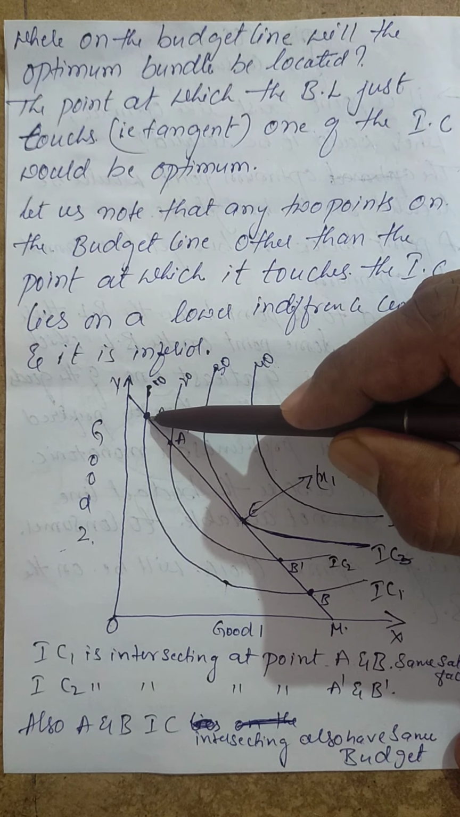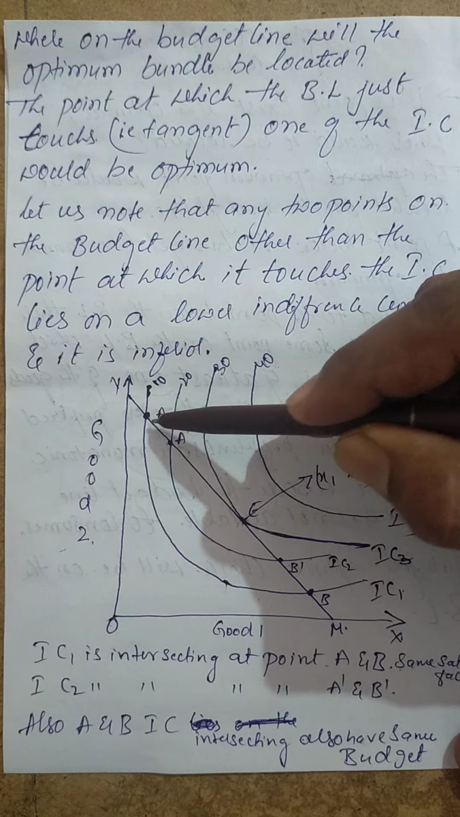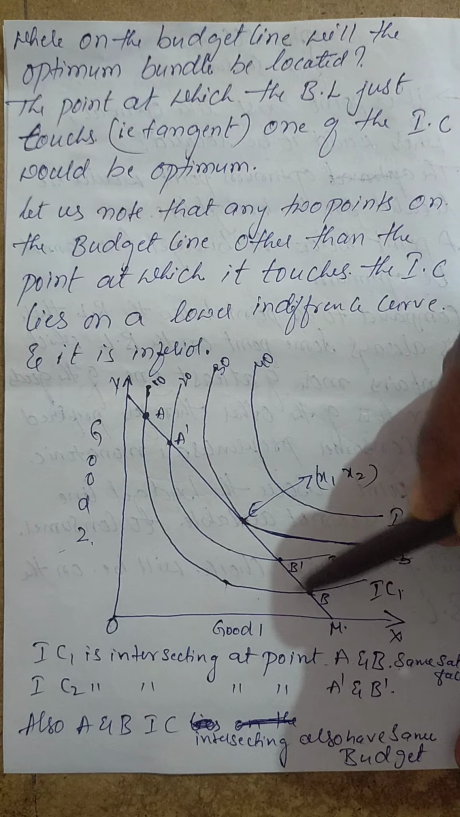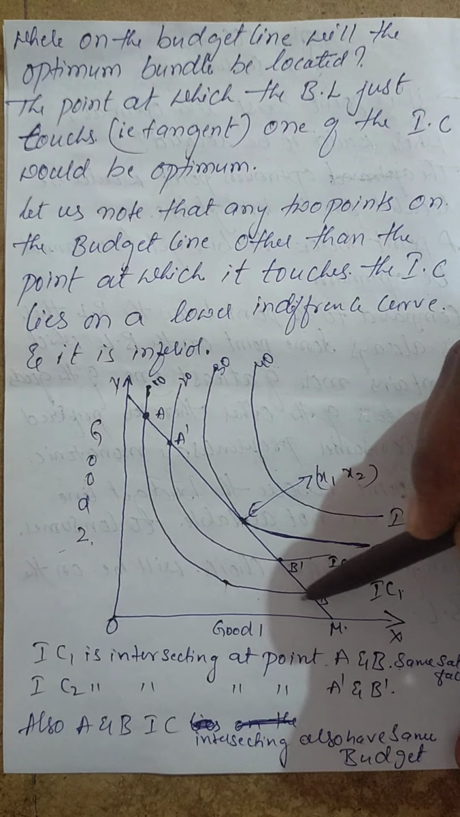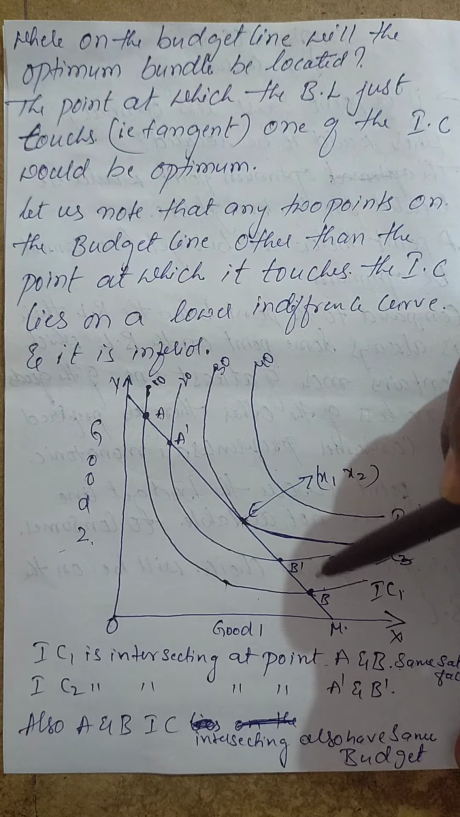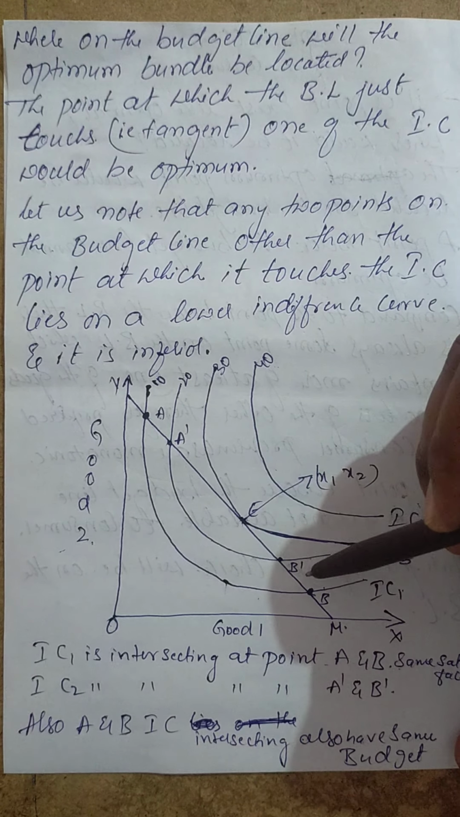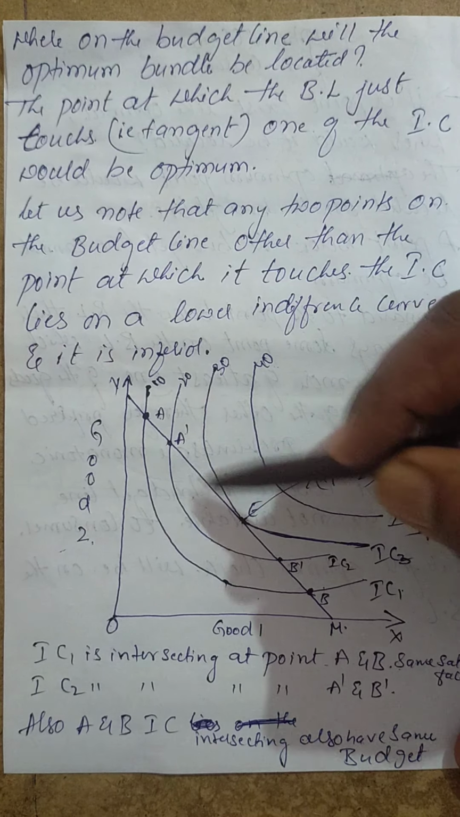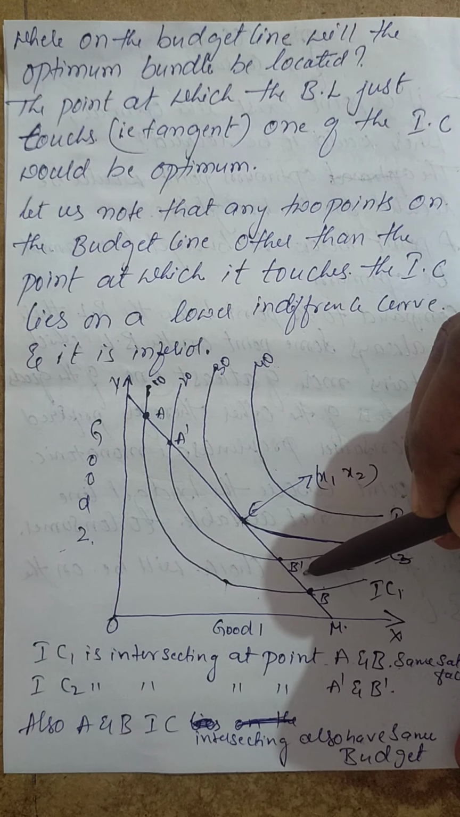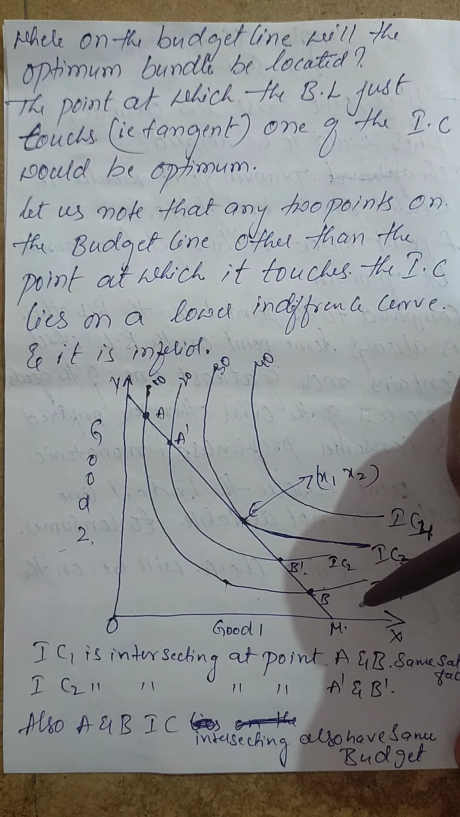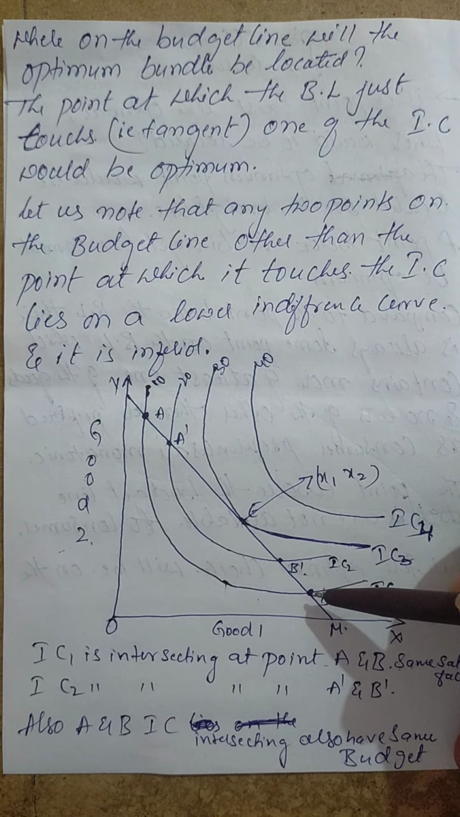Here the budget line is intersecting, and here also it is intersecting the budget line. So this and this will have the same level of satisfaction. Why? They lie on the same indifference curve. Next, A dash and B dash are also intersecting here, which also gives the same level of satisfaction, isn't it? A dash and B dash will also give the same level of satisfaction, but what?